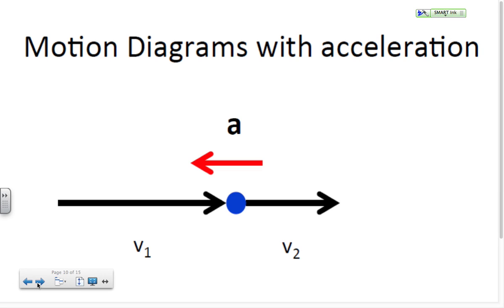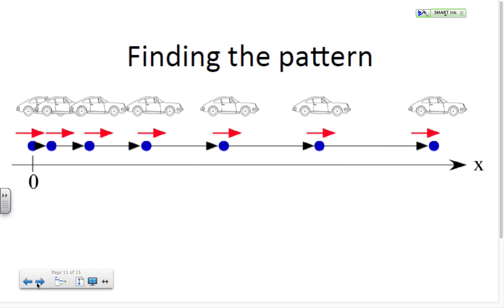So again, this is how we show it. We come in with an initial velocity 1. We have a velocity 2 that is smaller than velocity 1. That tells me my acceleration is going to be headed in the opposite direction because my velocity got smaller than what I started with. Now, the way you show this on a motion diagram is exactly like what you see in front of you. If you notice, I don't put V's and A's. It's just the arrows and only the arrows, and I can go through and come up with a pattern.